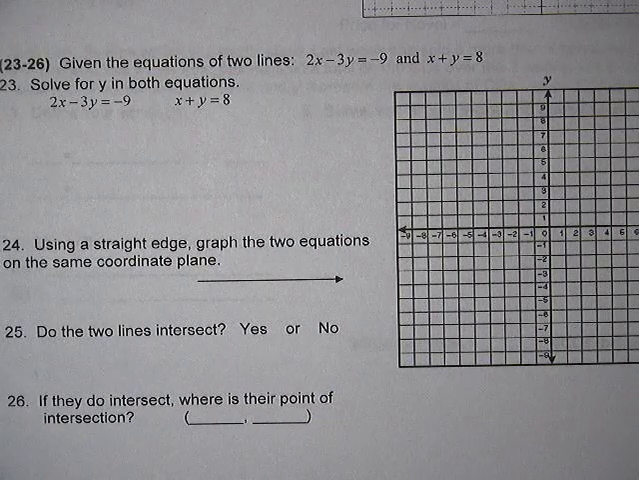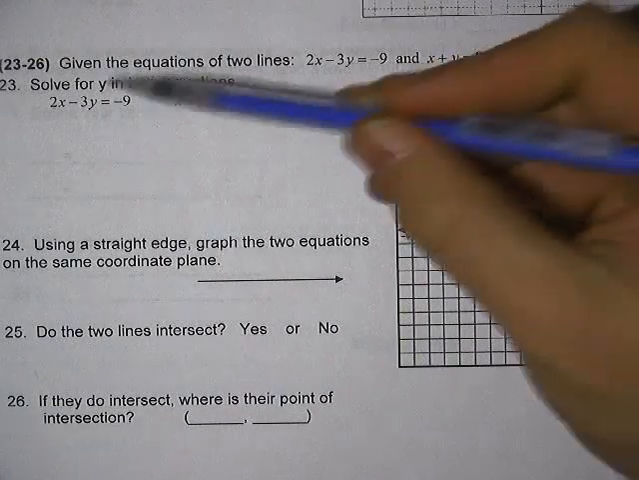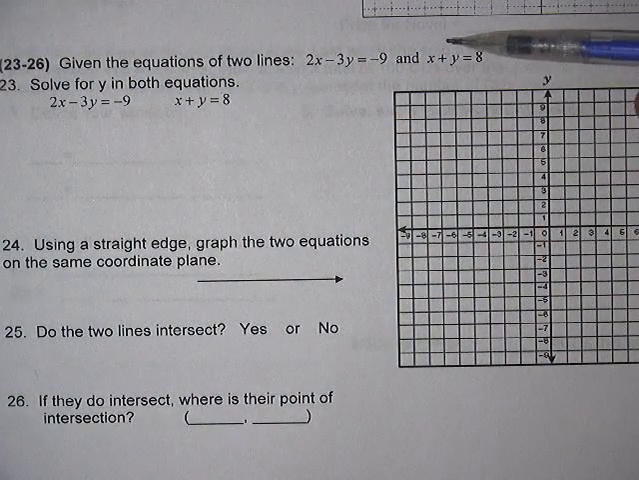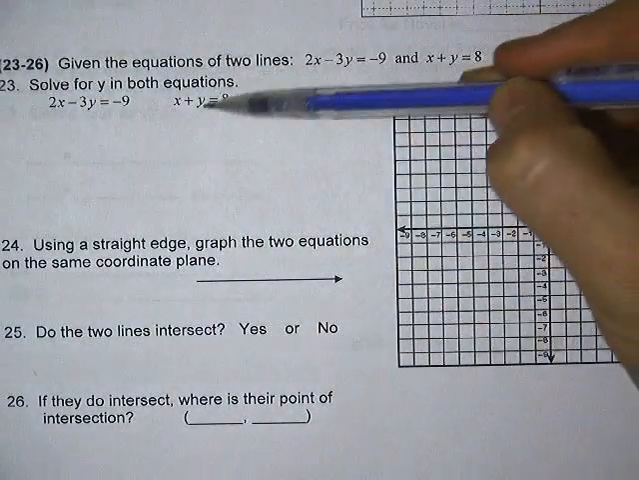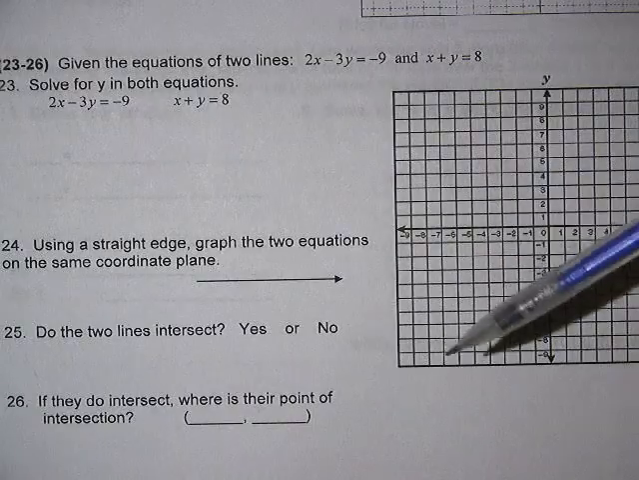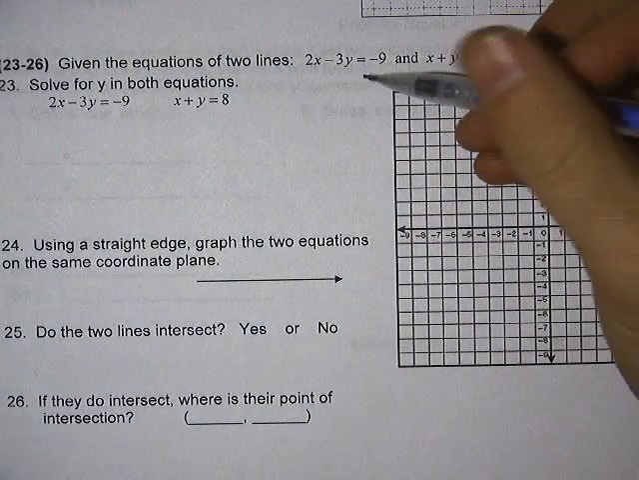Finally, the last set of problems, 23 through 26. It says, given these two equations, 23, solve for y in both equations. Now, personally, if I was doing these, I would see standard form, standard form. I would approach this as an elimination problem. However, I've got to follow directions. So, solve for y in both problems.